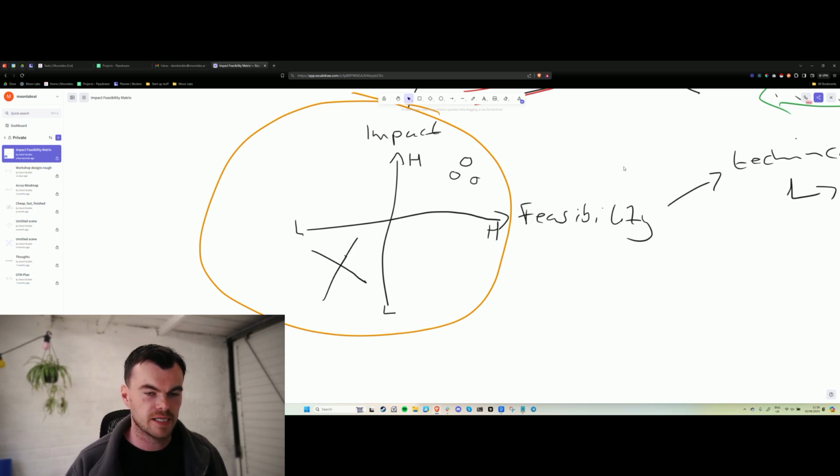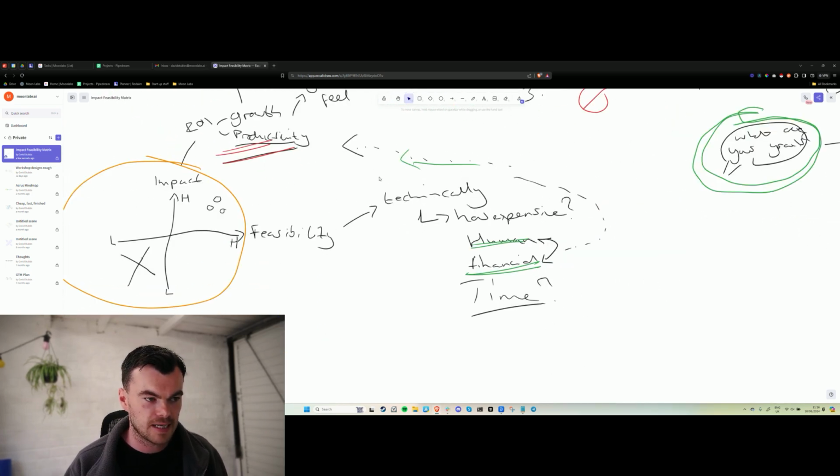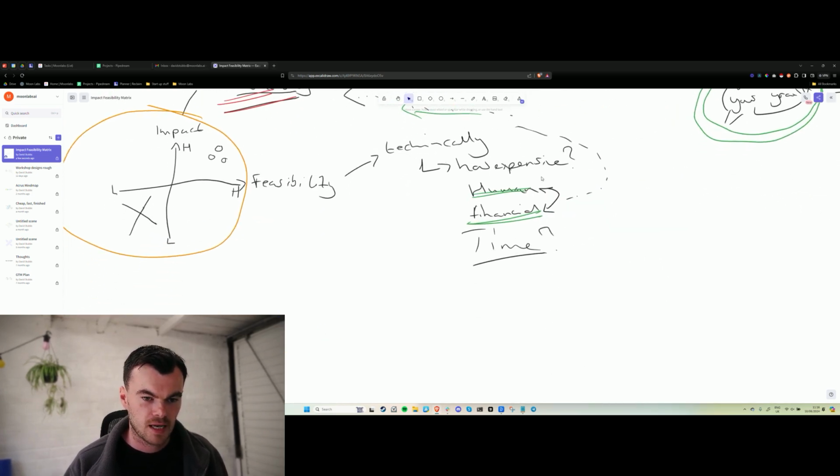I'm going to start with feasibility because that's actually quite a well-defined one based on resources, internal, external, all this kind of stuff. So really we're looking at technically how expensive is this? You can think of it in human, financial, and time. What's the human capital we need? What's the financial capital we need? These are interchangeable. They don't exist without each other. And you've also got the time component as well.